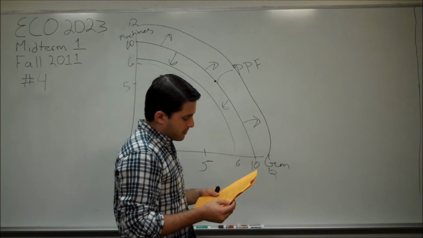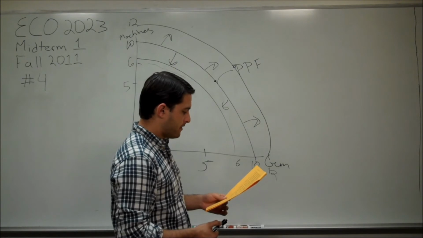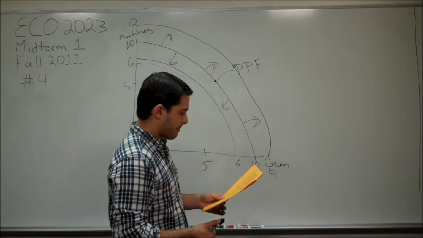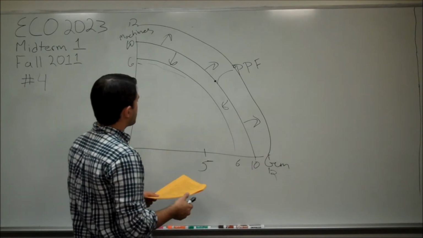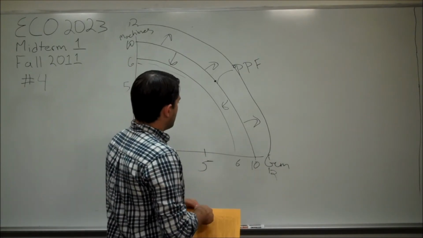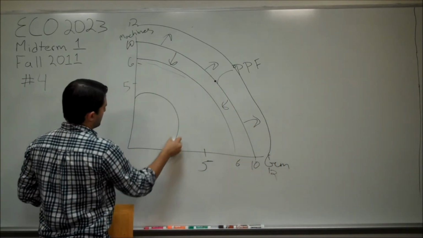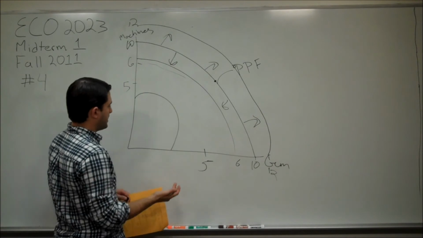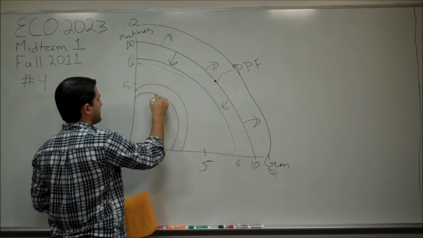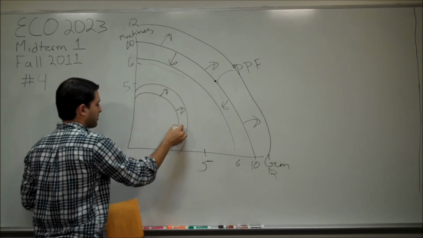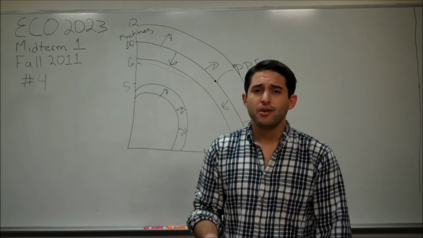And D says the curvature of the PPF. The curvature of the PPF doesn't indicate economic growth, because your PPF could be like this, and it doesn't necessarily indicate by itself economic growth. If it were to shift out like that, then that shift itself is what represents the growth. The curvature in and of itself might speak to the amount of technology you have.